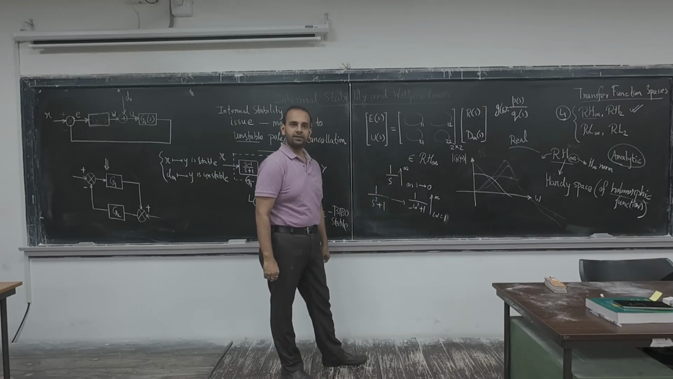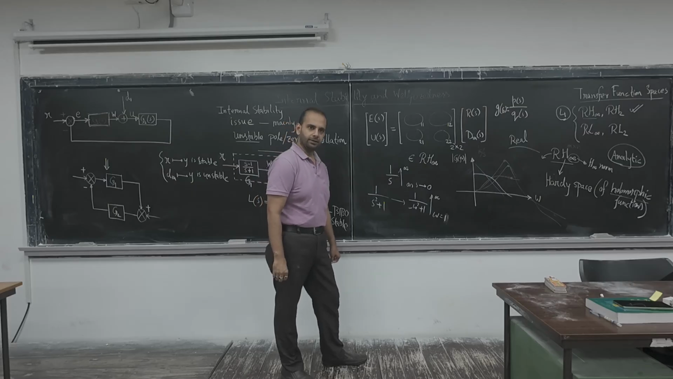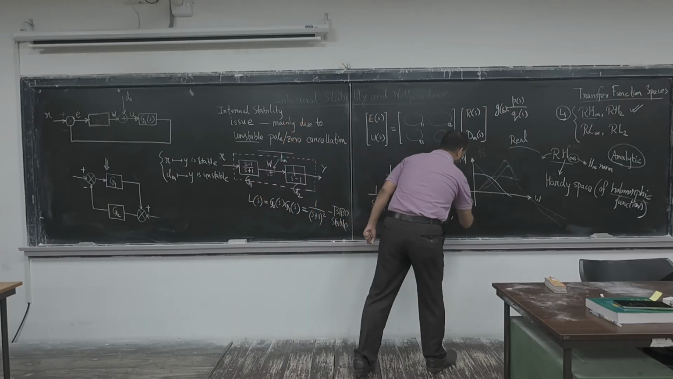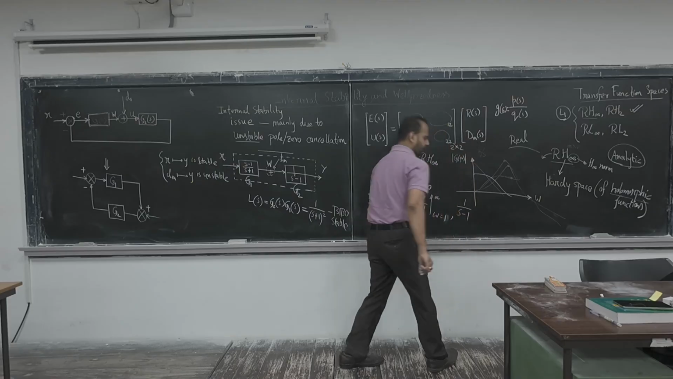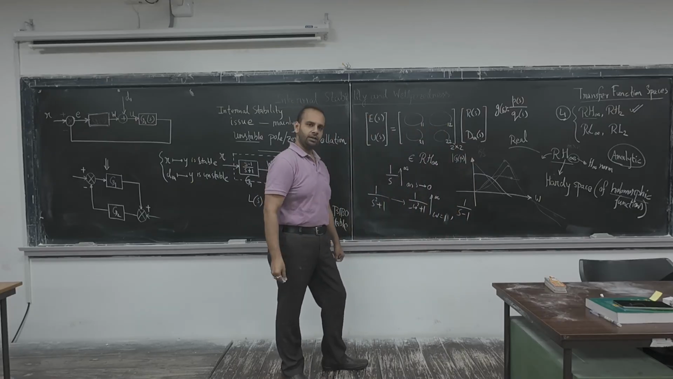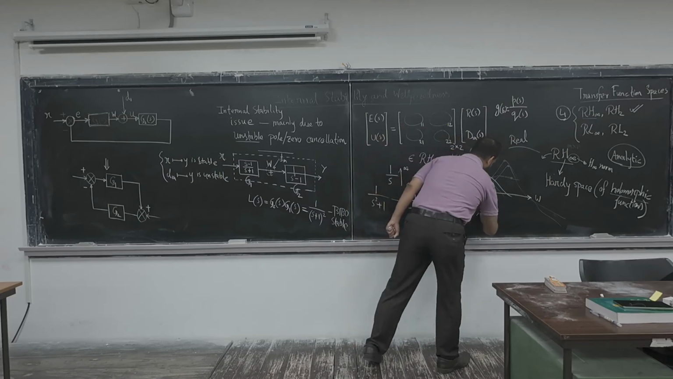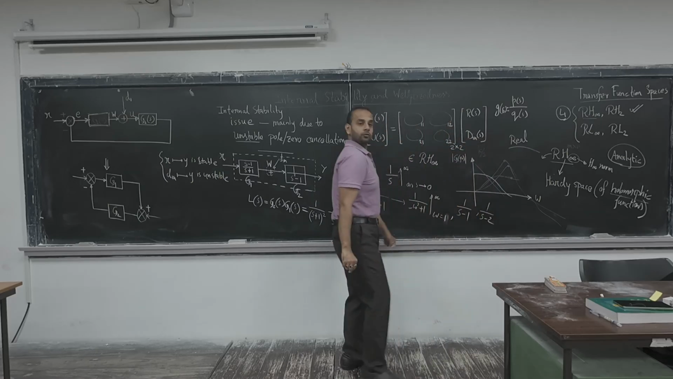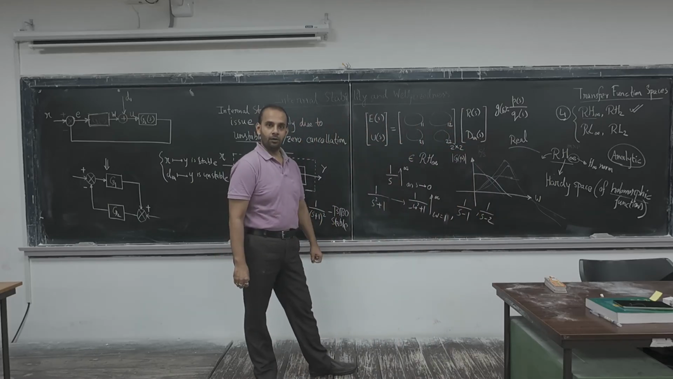So this, the limit as s tends to infinity, is undefined. You have minus 1, another 1. So 1 by s minus 1. At s equals 1, it will be a real number, so it will be 1. Similarly for G2. So G1 infinity into G2 infinity, that would be minus 1.